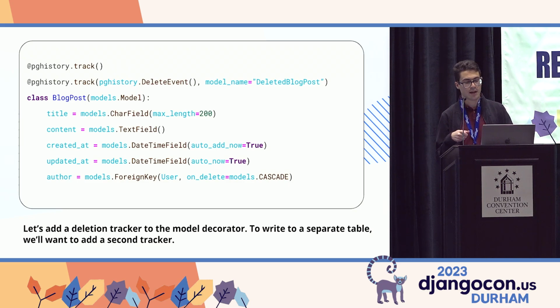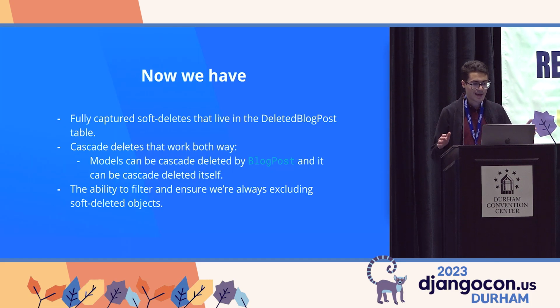So if the author gets deleted, this table will just get cascade deleted and we'll create a deleted blog post. So there are no restrictions on how you set up your foreign keys, no restrictions on models foreign keying to this, and you never have to worry about filtering out those deleted objects. You can always still get them if you want by just querying the separate table, and you're still going to have access to the primary key on that table if you want to filter by it. Basically, just what I mentioned here: cascade deletes that work both ways, and the ability to make sure we're always excluding soft deleted objects.